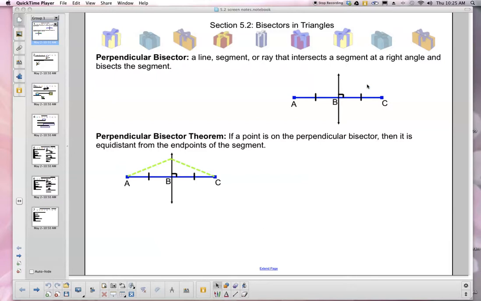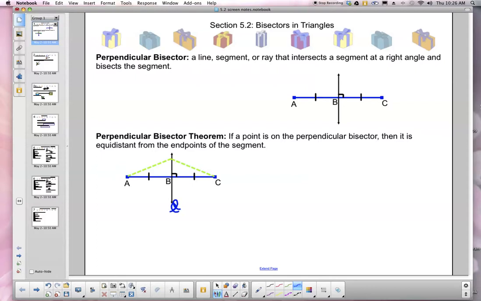There's a theorem that goes along with the perpendicular bisector, and the theorem states that if a point is on the perpendicular bisector, then it is the same distance from the two endpoints. In other words, every point on this line, line L, is the same distance to A as it is from C.